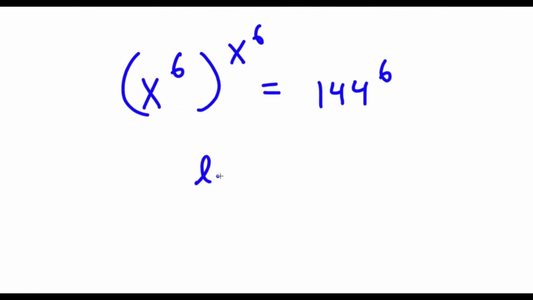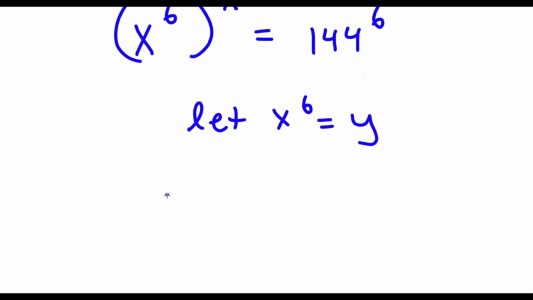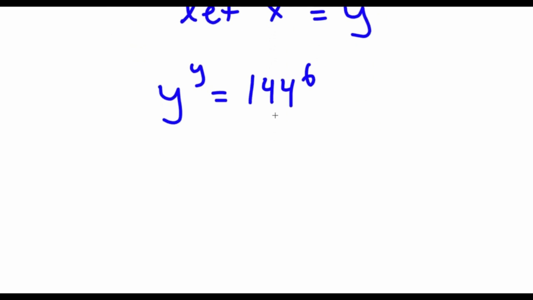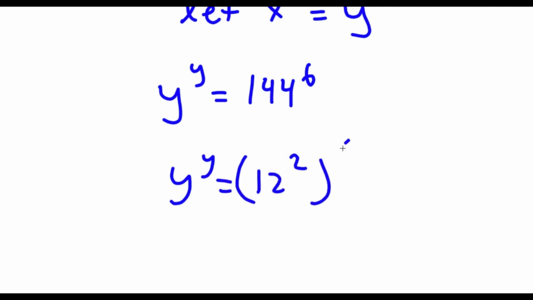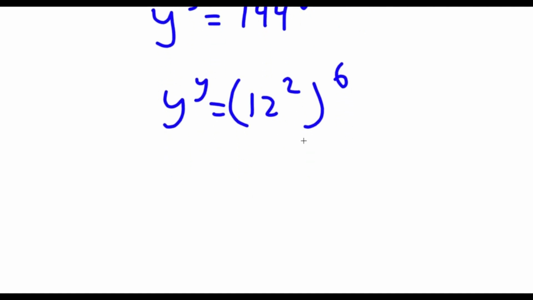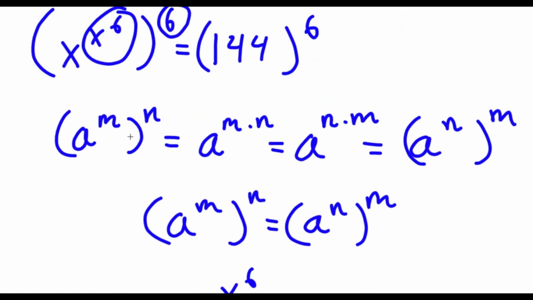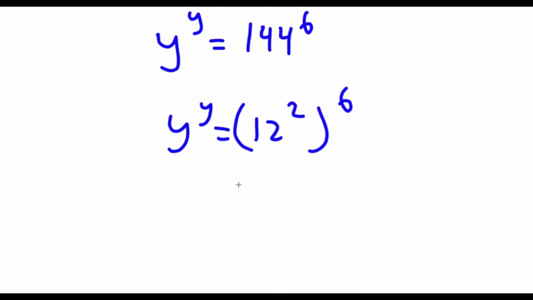Now I'm going to let x to the power of 6 equal the variable y. So now I have y to the power of y is equal to 144 to the power of 6. Now 144, this is the same thing as 12 squared. So now I have 12 to the power of 2 to the power of 6. And remember, if I have something in the form a to the power of m to the power of n, this is equal to a to the power of m times n. So 2 times 6 is 12, so I have y to the power of y is equal to 12 to the power of 12.